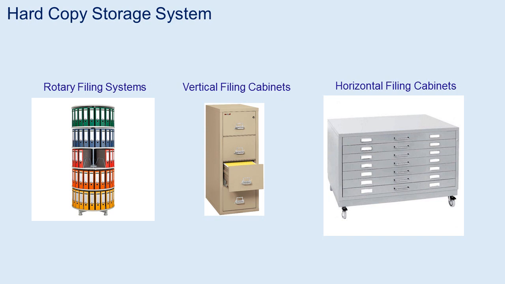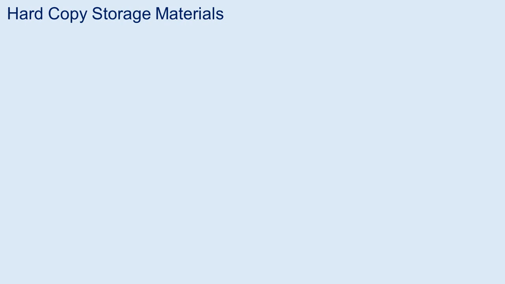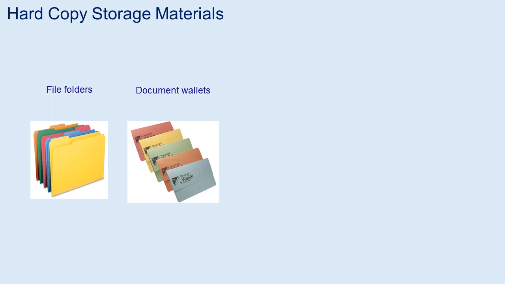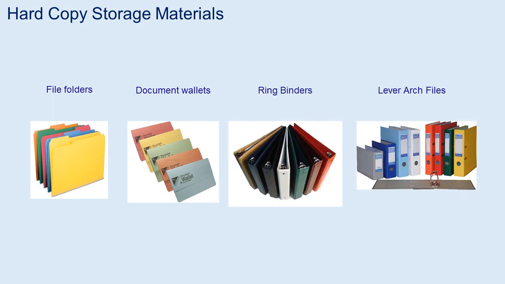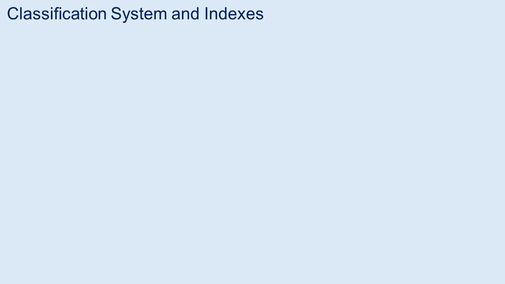Hard copy storage materials. Since there are different types of documents in different sizes, there are different types of storage materials like folders, document wallets, ring binders and lever arch files for holding the records before they go into the proper cabinets for filing. Classification system and indexes.